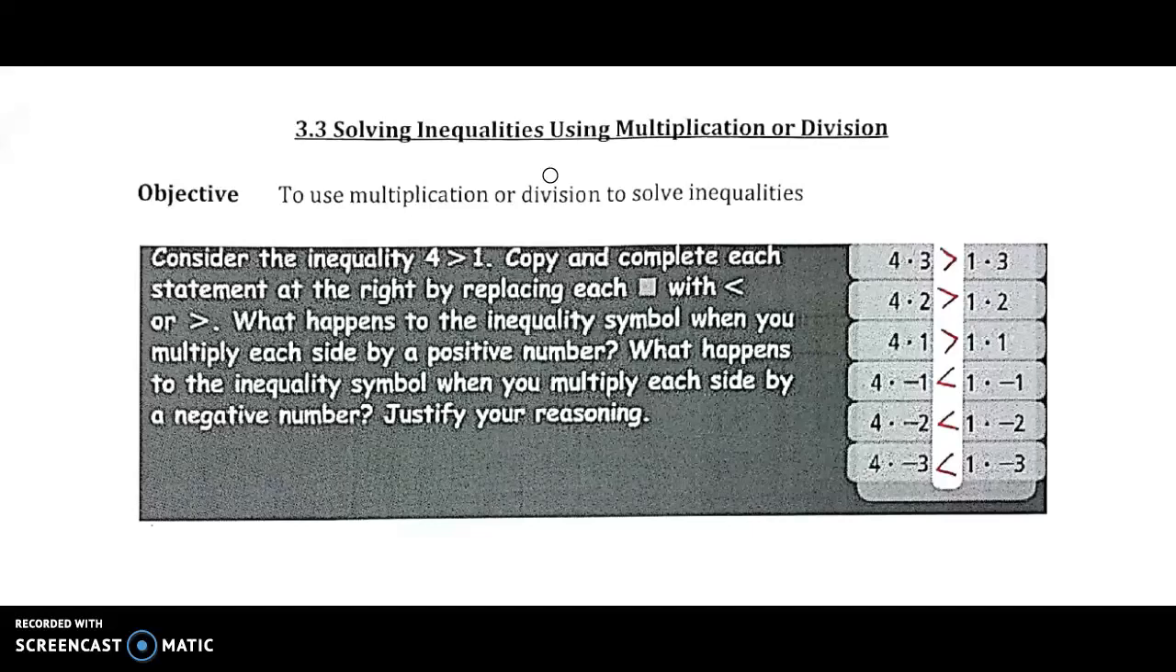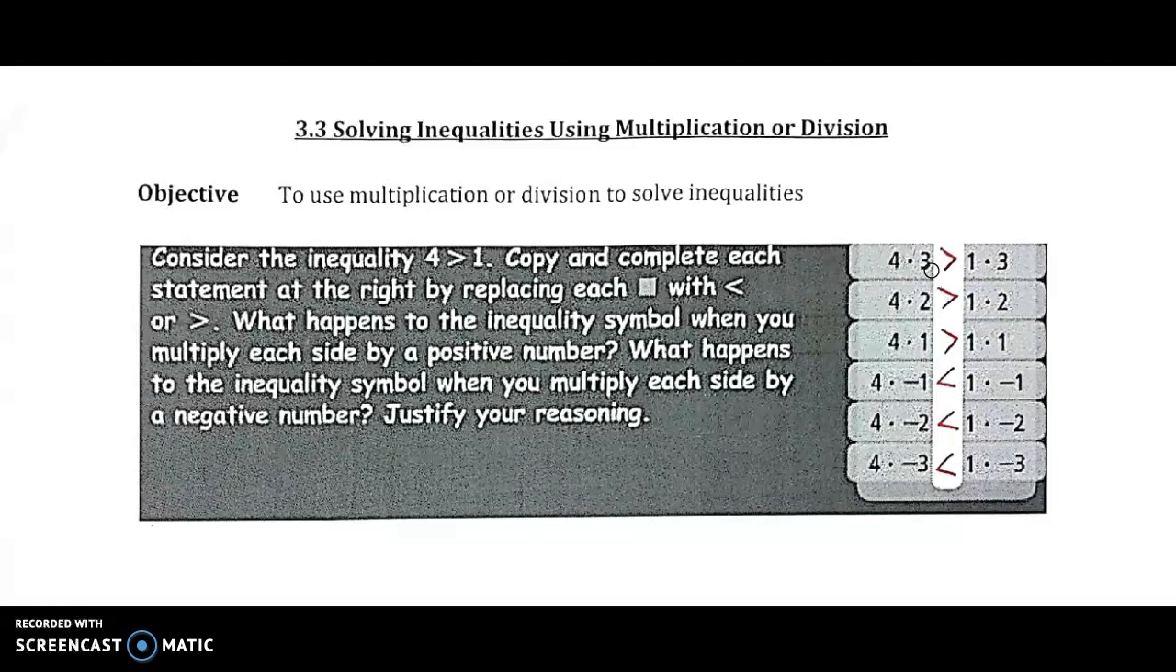In the first two sections of Chapter 3, we were introduced to inequalities and then started solving them with adding, subtracting. Now in 3-3, we're just going to solve those same inequalities, except now we can multiply or divide. So in that first box, we're missing some inequality signs off to the right. So what you want to do is add in the signs to compare those.